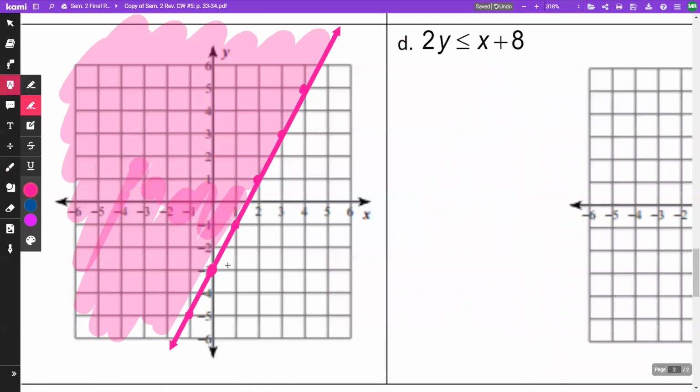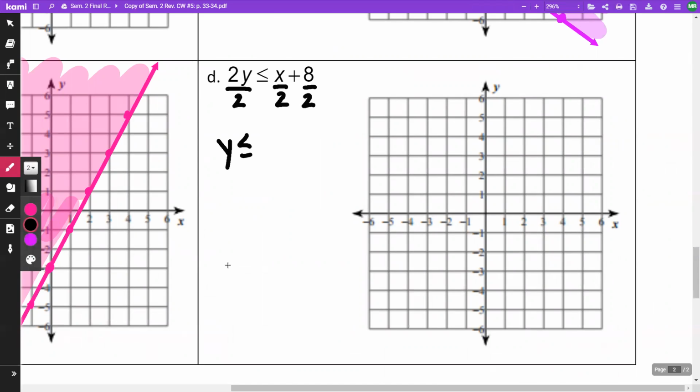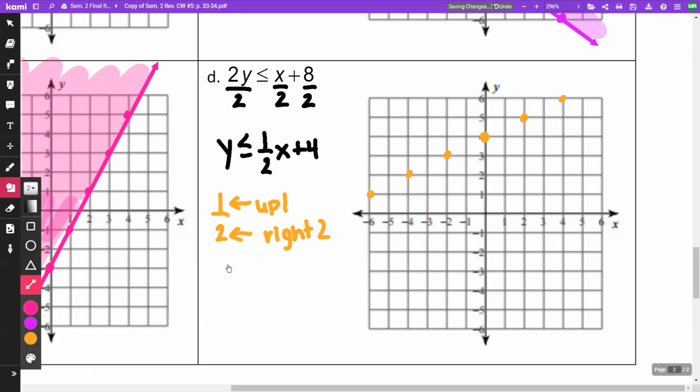On D, it's not quite in y form, almost. So I am going to divide by 2, divide by 2, divide by 2, each separately so I can see my slope. Now this x/2 really is a 1/2 x. 8/2 is a 4. So my y-intercept is going to be 4. My slope is a 1/2, which means I'm going to go up 1, right 2. So up 1, right 2. Down 1, left 2. And this is going to be a solid line.